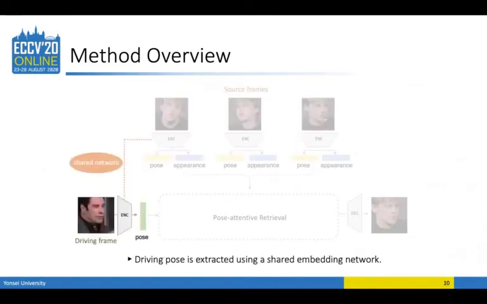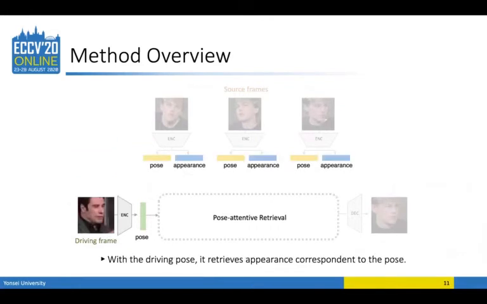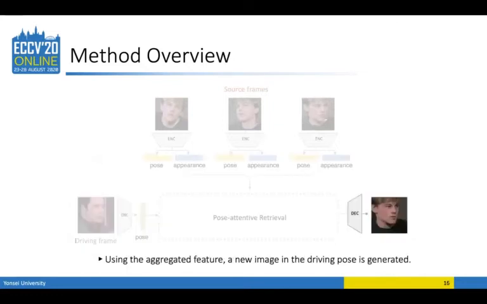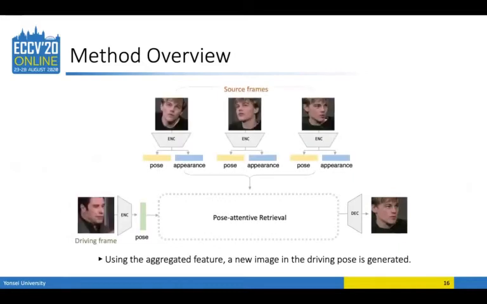Next, the driving pose is extracted using a shared embedding network. With the driving pose, it retrieves appearance corresponding to the pose. This module aggregates relevant appearance based on pose similarity. Finally, our network generates a new image in the driving pose.